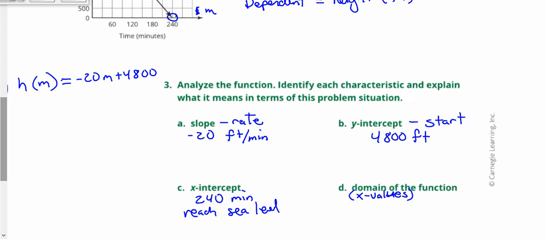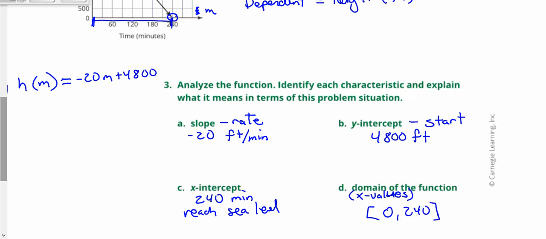And the domain of the function, that's all the possible x values. So all our possible x values are from 0 minutes, because you can't go back in time, to 240, because I don't think you want to go under sea level unless your base camp is under sea level, because there are some places that are. So our domain is between 0 and 240.